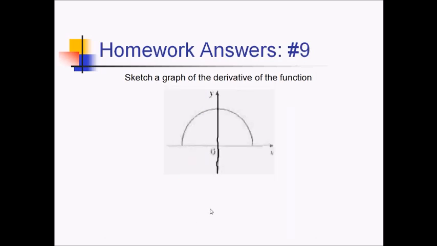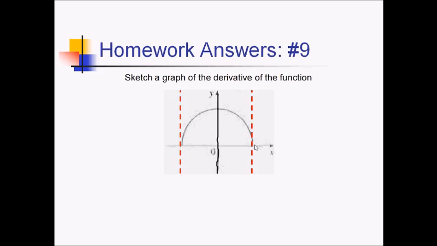For number 9, we're trying to graph the derivative of this semicircle. So with semicircles, at the edges here, we have an infinitely steep slope. That's essentially a vertical tangent right there. So that's going to give us a vertical asymptote on the derivative, which is infinitely steep there. Same thing over here on the right side.